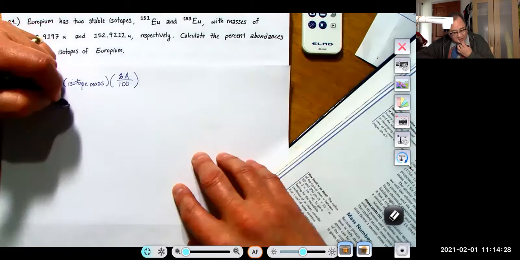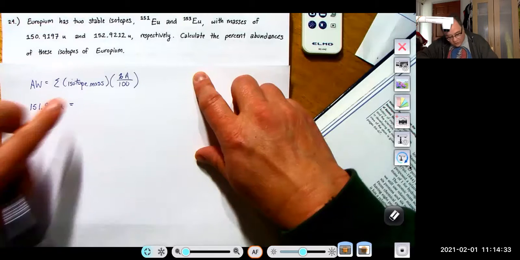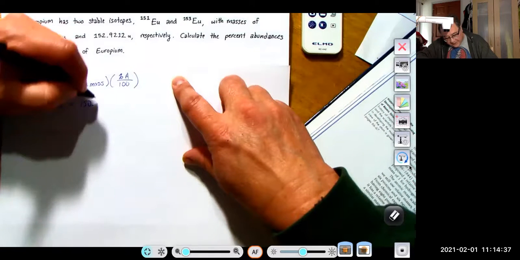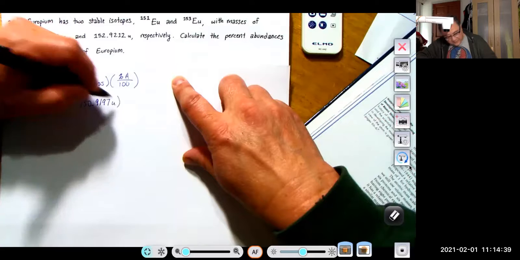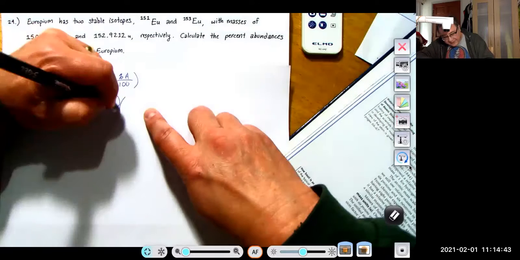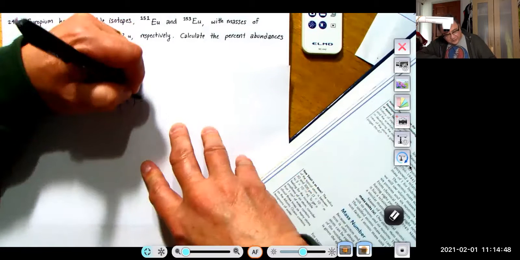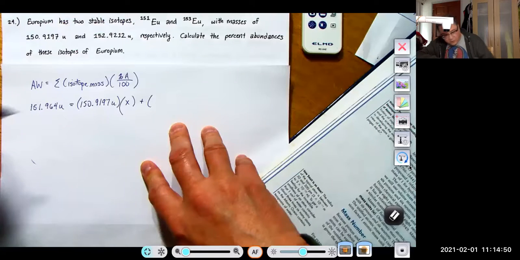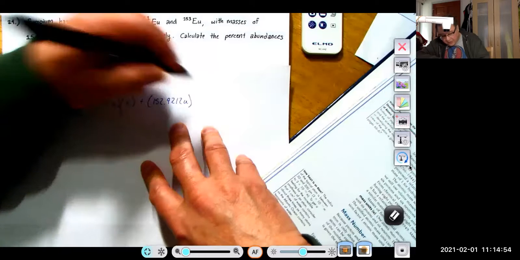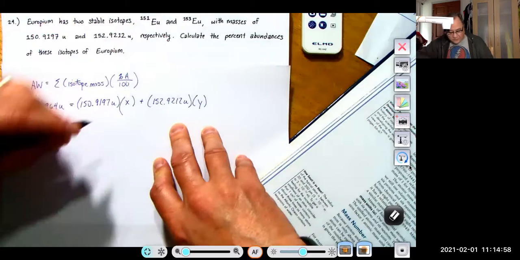And this is going to equal isotope mass 150.9197 U times, I'm going to call this X, plus 152.9212 U, and I'm going to call this Y. Okay.